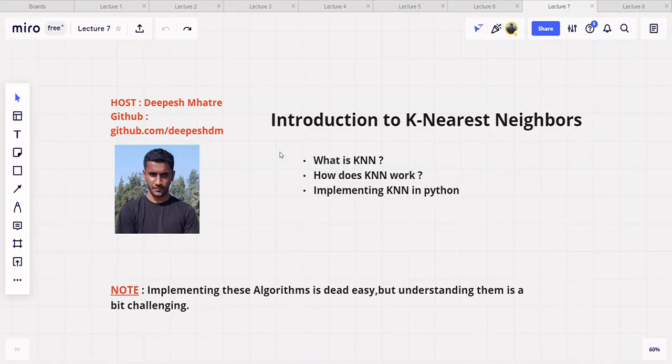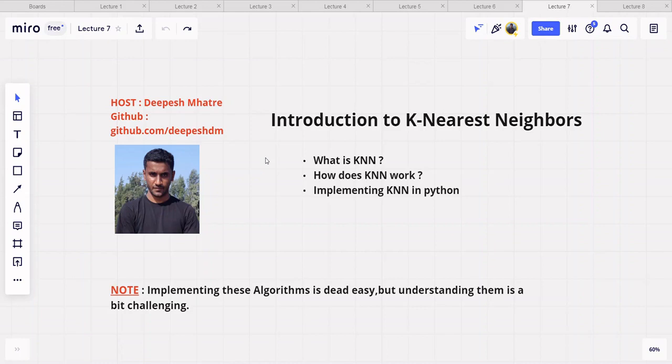So hey guys, this is Dipesh, and in this particular video we'll be talking about another machine learning algorithm called k nearest neighbor. Okay, so it's not very hard. It's very easy to understand as compared to other machine learning algorithms.